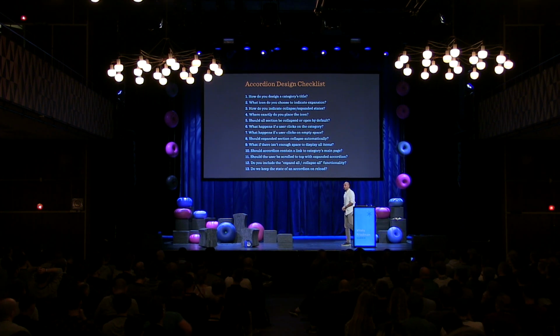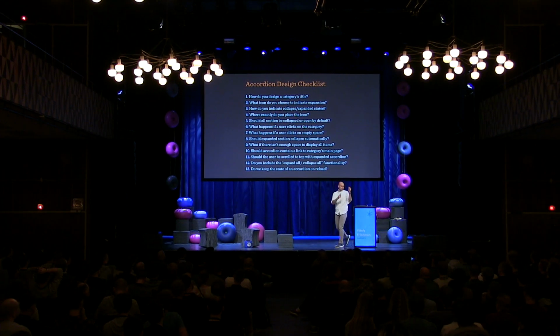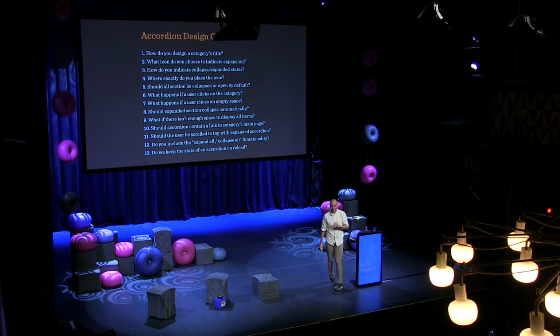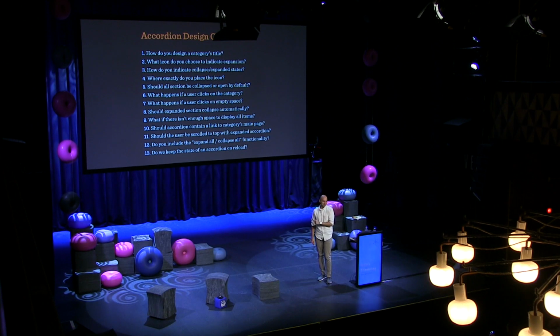How do you indicate that something is collapsed or that something is expanded? Where exactly do you place the icon? On the left, on the right, or on the right inlined, you know, right next to the text. Questions over questions. Oh, and then the magical one: if one section is open, and somebody clicks on another section, would you collapse that one automatically or not?